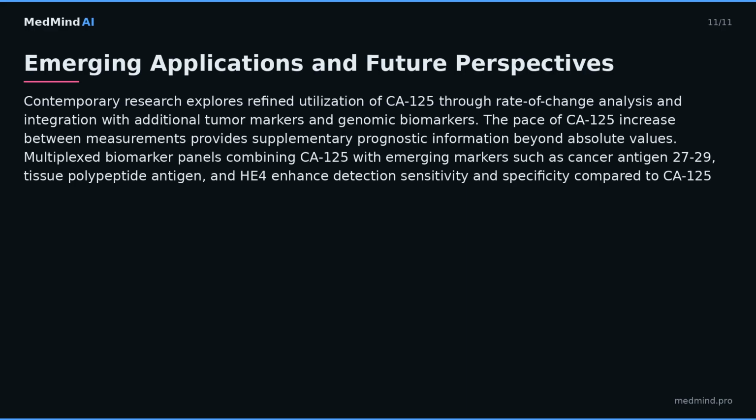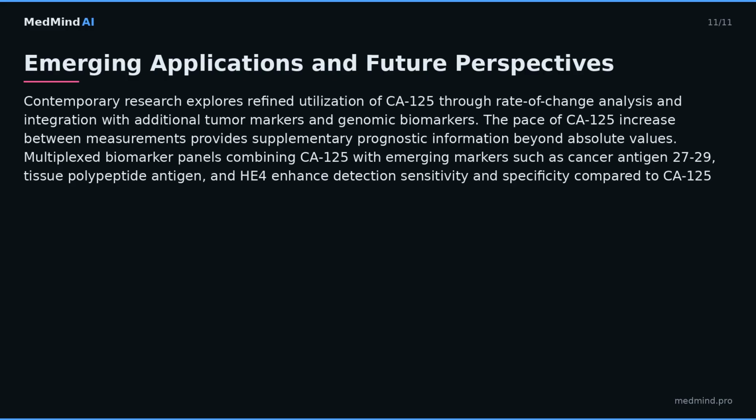Emerging applications and future perspectives. Contemporary research explores refined utilization of CA-125 through rate of change analysis and integration with additional tumor markers and genomic biomarkers. The pace of CA-125 increase between measurements provides supplementary prognostic information beyond absolute values. Multiplexed biomarker panels combining CA-125 with emerging markers such as cancer antigen 27 to 29, tissue polypeptide antigen, and HE4 enhance detection sensitivity and specificity compared to CA-125 alone.